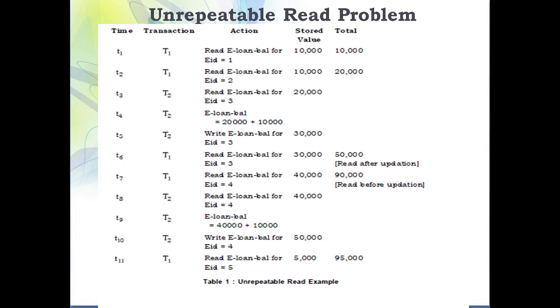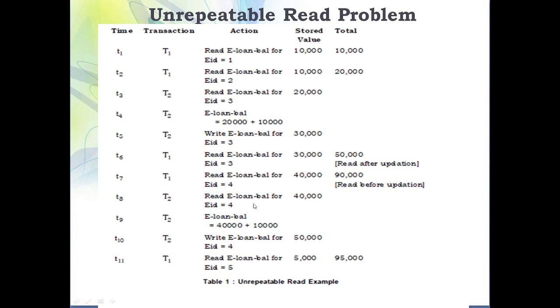Then T1 will read the value of employee ID 4, whose value is 40,000. This 40,000 is added with this 50,000, so we get 90,000. But here what we have written is read before updation, because in this case T2 wants to perform an update operation on employee ID 3, but before that updation T1 has read the value. So in that case it may face a problem.